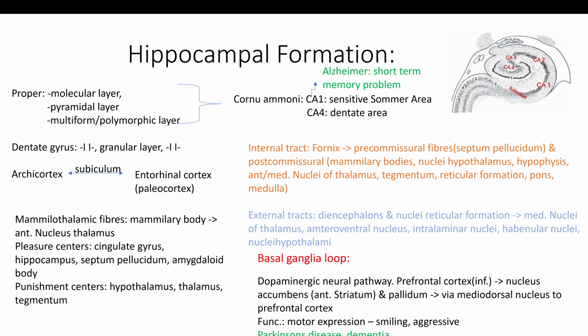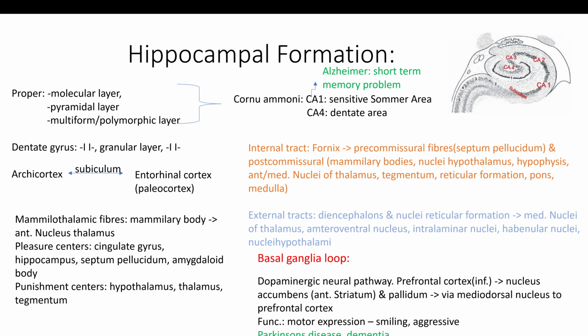Alzheimer's disease is induced in case of hippocampal neuron lesion in CA1 and may cause short-term memory problems. Epilepsy is induced by lesion at the hippocampus and amygdaloid body. The mammillothalamic fibers run from the mammillary body to the anterior nuclei of thalamus.